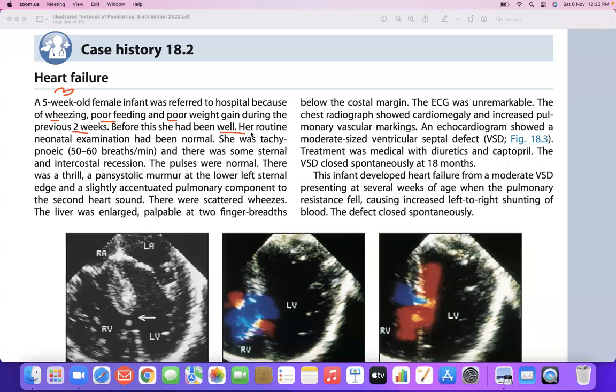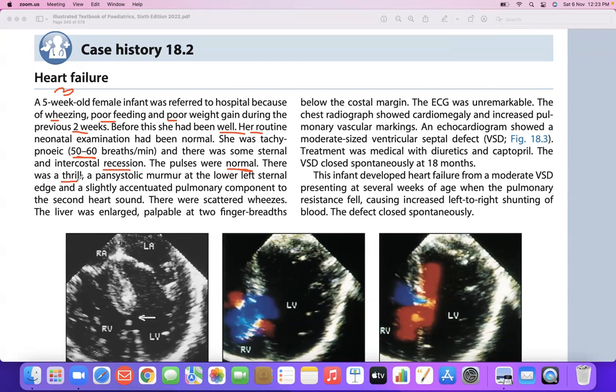Okay, again see what's written here. Her routine neonatal examination had been normal. Then what? She was tachypneic, 50 to 60 breaths per minute. Okay, 5 weeks old, 50 to 60 breaths per minute, and there were some sternal and intercostal recessions. That means shortness of breath, or you can say distress. The child had an RR of 50 to 60 and the child was in distress. Pulses were normal. Okay, that means in the previous case the femoral pulses were feeble. Here the pulses are normal.